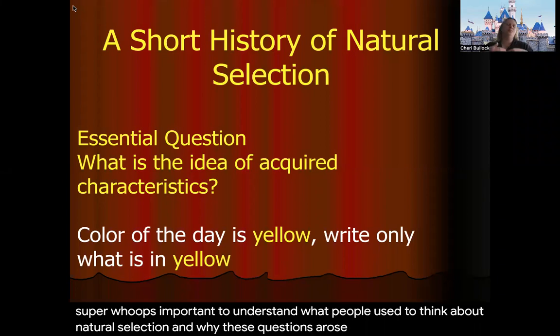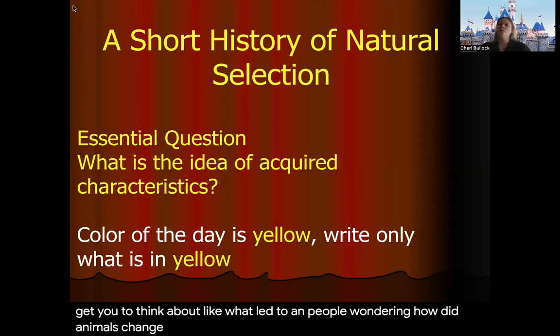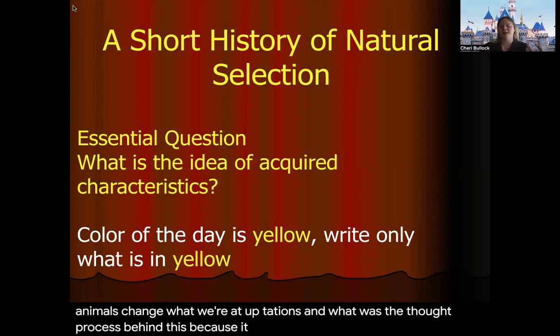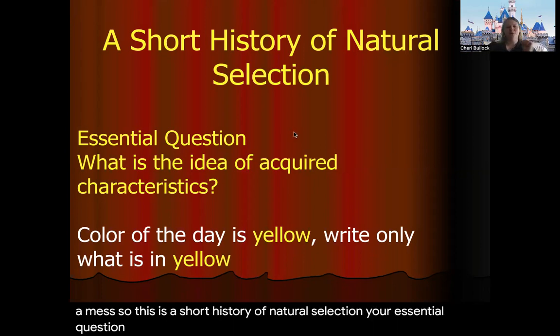Basically, I'm trying to get you to think about what led to people wondering how animals changed. What were adaptations, and what was the thought process behind this? Because it wasn't a straight line. In fact, it was kind of a mess. So this is a short history of natural selection. Your essential question: what is the idea of acquired characteristics?